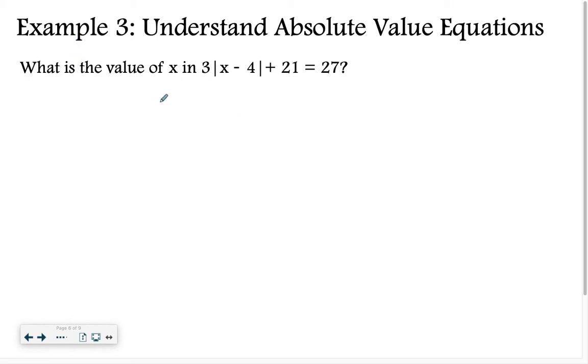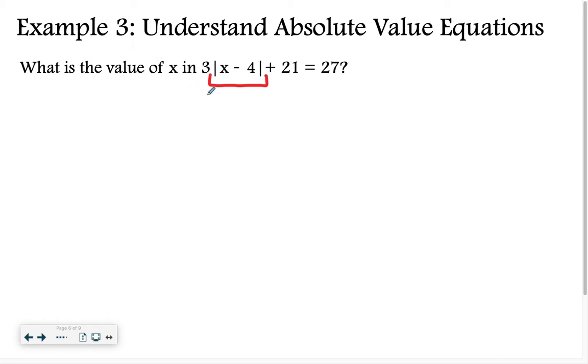So before I do case 1 and case 2, I need to get, so I just have the absolute value of x minus 4 equals a number. Before you do case 1 and case 2, you just need to isolate your absolute value. Okay, this is a really common mistake people make, and I don't want you to be that person, okay?